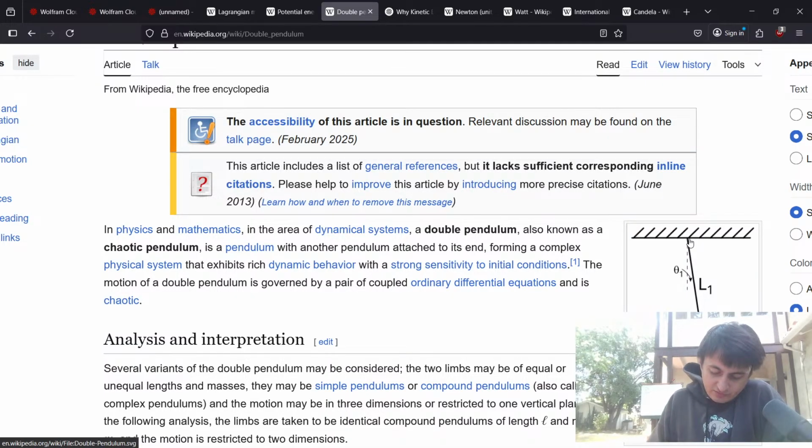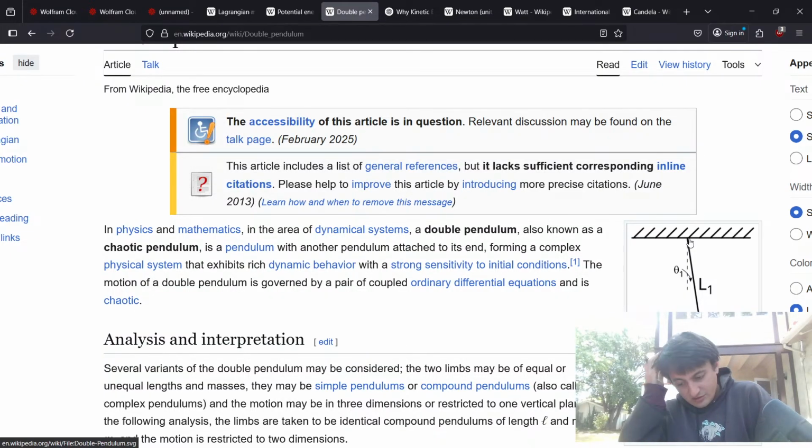So the rest positions are going to be 0 minus L1 and 0 minus L2. Oh, no, minus L1 plus L2. Okay, those are our rest positions.